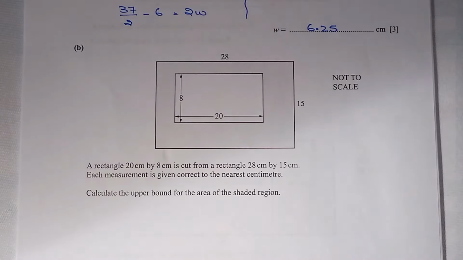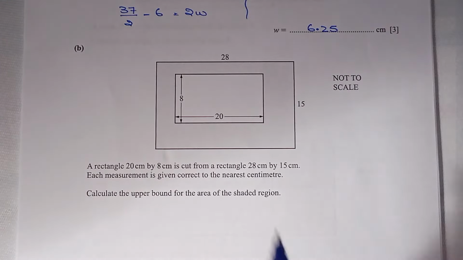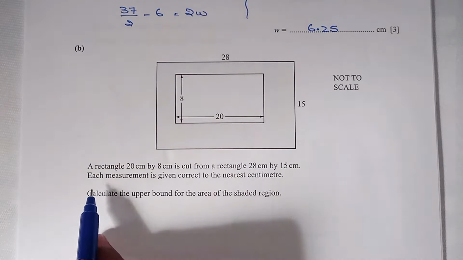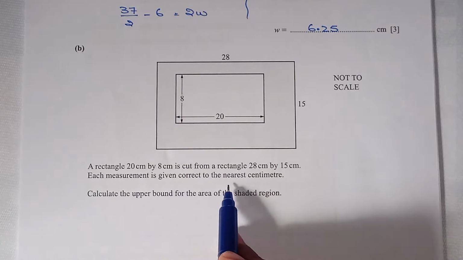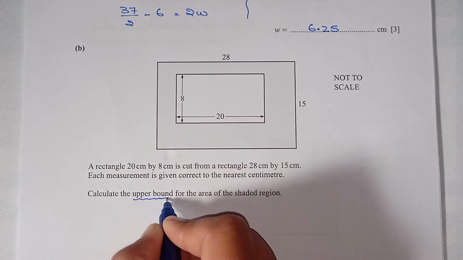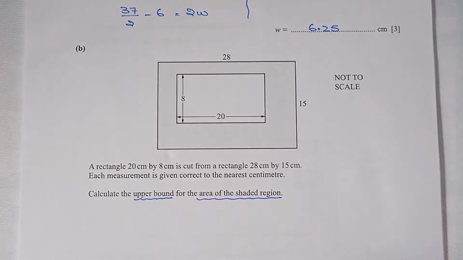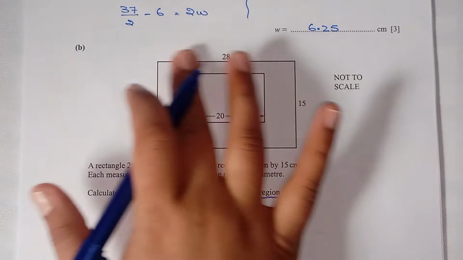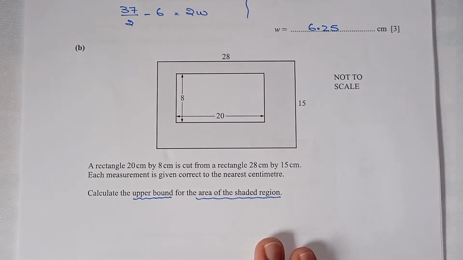Now for the B part, we have been given a rectangle. A rectangle of 20 centimeters by 8 centimeters is cut from a rectangle of 28 centimeters by 15 centimeters. Each measurement is given correct to the nearest centimeter. Calculate the upper bound for the area of the shaded region. From the diagram, we can see this would be the shaded region. So how can we find the area of the shaded region? We need to find the area of the bigger rectangle and subtract the area of the smaller rectangle, because the smaller one is not shaded.